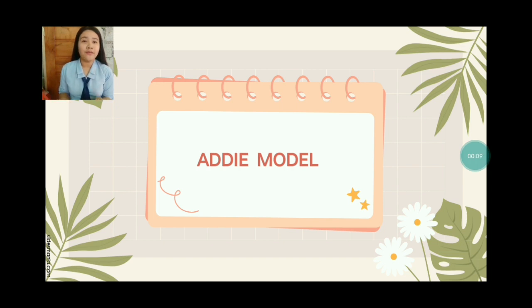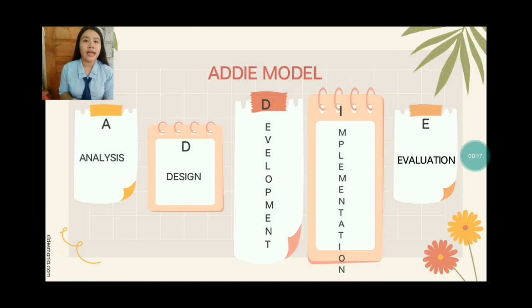So, I have a question. Do you think ADDIE model is an acronym? That's right. So, ADDIE stands for A for analysis, D for design, another D is for development, I is for implementation, and the last E is for evaluation.